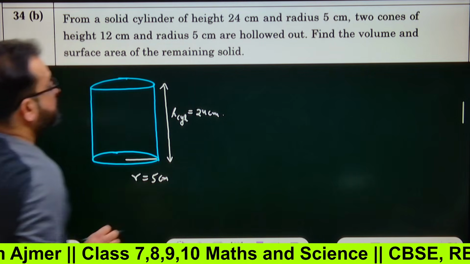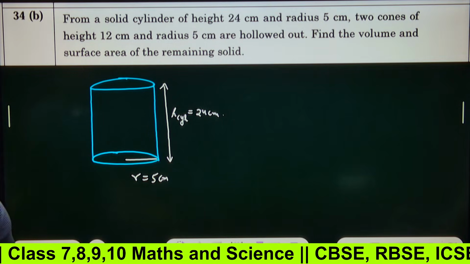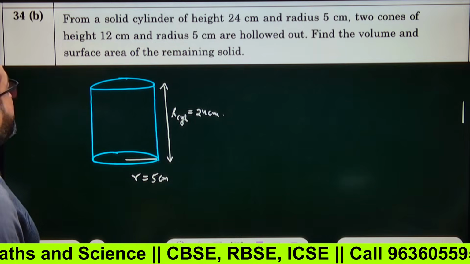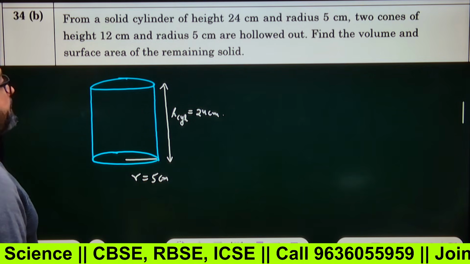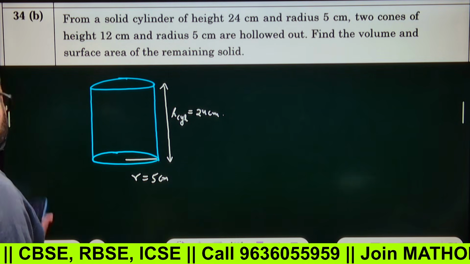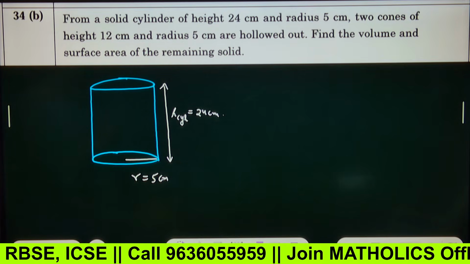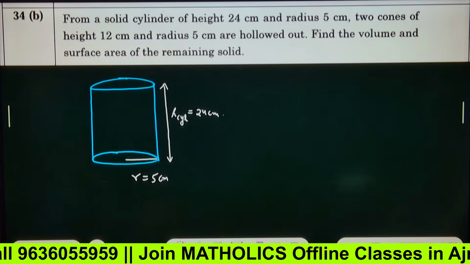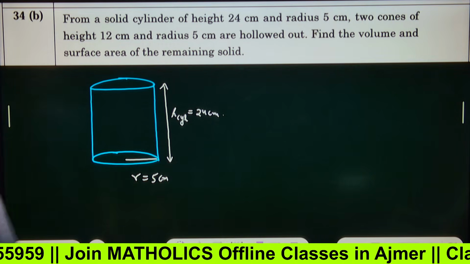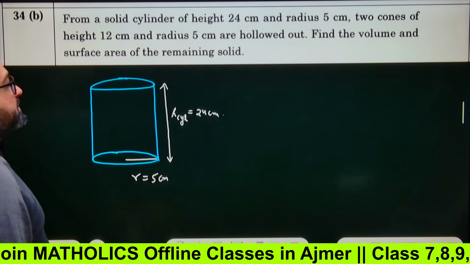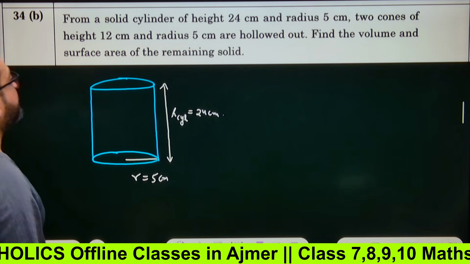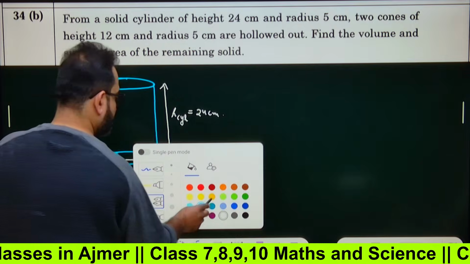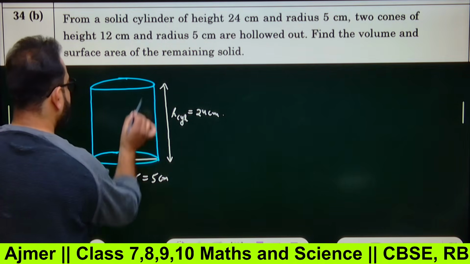Next. Two cones of height 12 and 5 are hollowed out. Find the volume and surface area of the remaining solid. So just tell me, is there a need to draw a diagram? Obviously, yes. From a solid cylinder of this height, two cones of height 12 and 5 are hollowed out. One cone is hollowed out from this surface, the other from this surface.